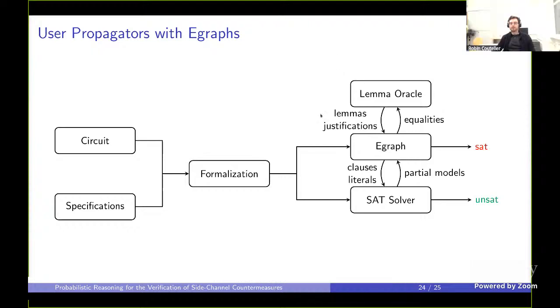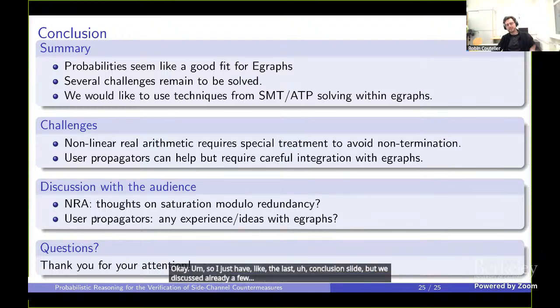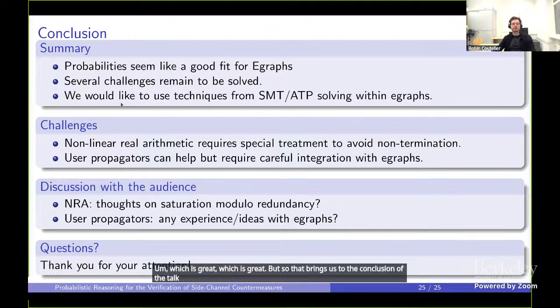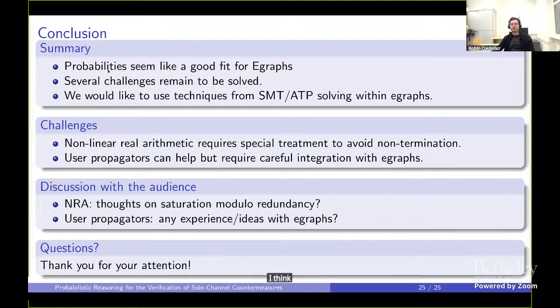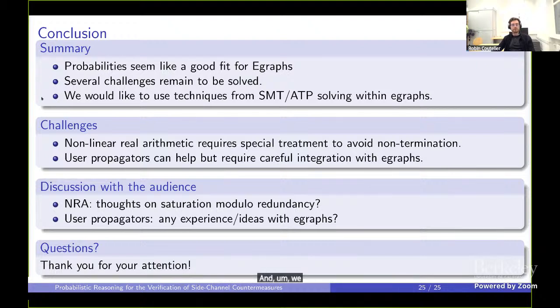Okay. Yeah. So I just have the last conclusion slide, but we discussed already a few of these. This was to incentivize discussion, but apparently this was not necessary, which is great. So that brings us to the conclusion of the talk. Quick summary: I think probabilities are a good case study, or use case rather, for egraphs, and we have discussed some problems that are now, I think, kind of solved.